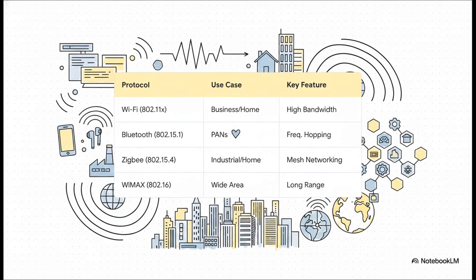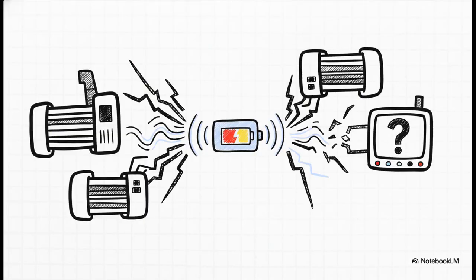But wireless isn't just one thing. It's a whole family of different technologies, each built for a specific job. You've got your standard Wi-Fi, of course, and Bluetooth for close-range stuff. But in the industrial world, you see more specialized things like Zigbee, which is great for low-power sensors, and even wide-area tech like WiMAX.